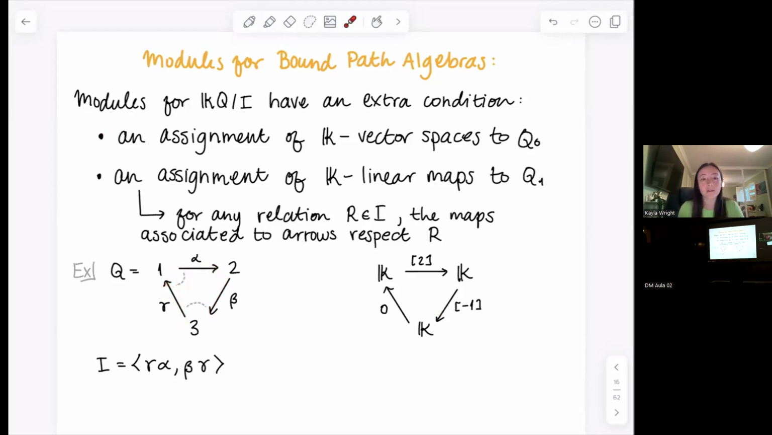The idea is if I look at a module for KQ mod I, I want to make sure that when I do the linear maps associated to gamma alpha, I get 0, for example. So if I look at the assignment of the linear maps I have here, this map on gamma is just the 0 map. So that will impose the relations that I want. If I do this concatenation, I'm 0. And if I do beta gamma, I'm 0. So this is going to be a module for the bound path algebra.